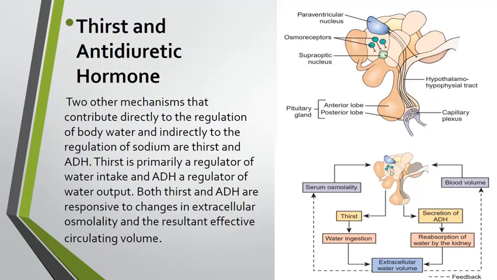As with thirst, ADH levels are controlled by ECF volume and osmolality. Osmoreceptors in the hypothalamus are capable of detecting fluctuations in ECF osmolality and can stimulate the production and release of ADH.